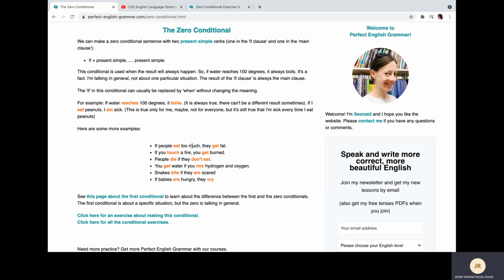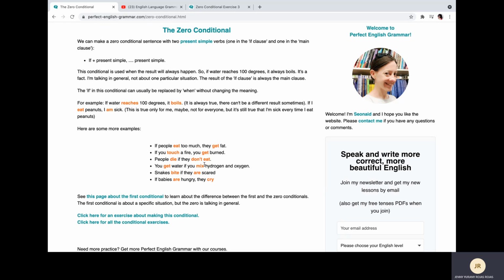So we have here some examples. If people eat too much, they get fat. Entonces ellos engordan si comen demasiado. If you touch a fire, you get burned. Entonces si usted toca el fuego, pues ¿qué va a pasar? People die if they don't eat. Entonces la gente muere si no come.